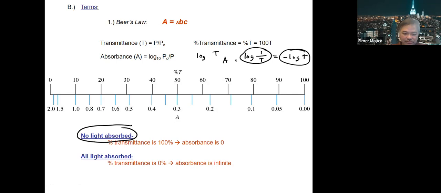Okay? Now, if everything is absorbed, then you can say there's no transmittance, so absorbance is infinite. So usually, what is the ideal absorbance? Go ahead. Is it the higher the absorbance, the better? Or is there an ideal number of absorbance that you need to maintain? Anyone?